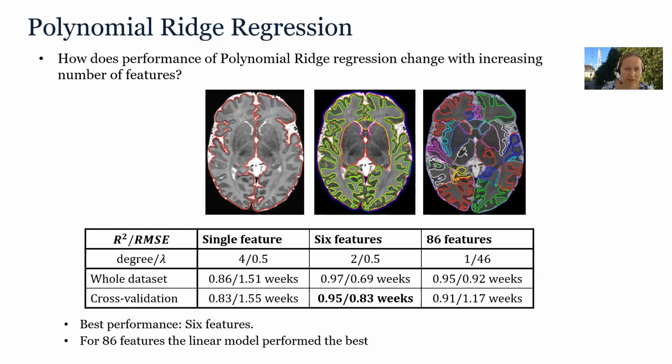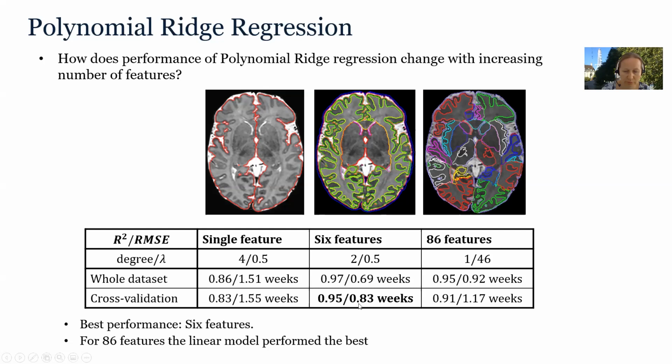So let's now see how polynomial ridge regression performs for our 3 datasets. And we can see that for a single feature and 86 features, the performance of the models didn't improve much when we changed from linear to nonlinear. Actually, for 86 features, grid search CV selected polynomial of the first degree, so the linear ridge model that we had previously. However, for 6 features, the performance improved significantly.